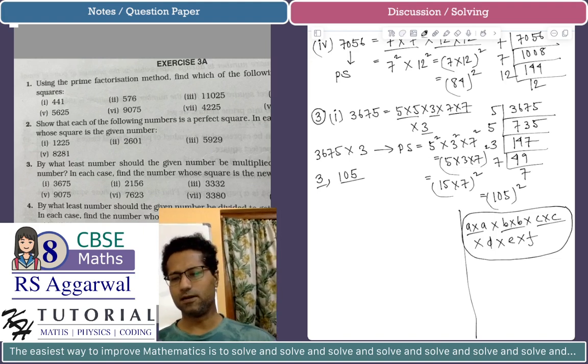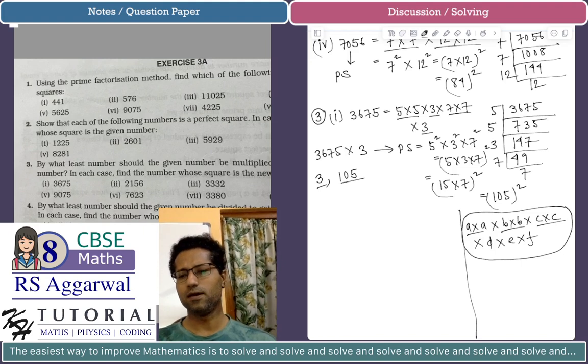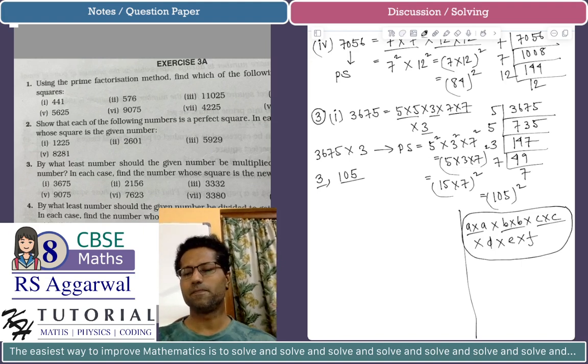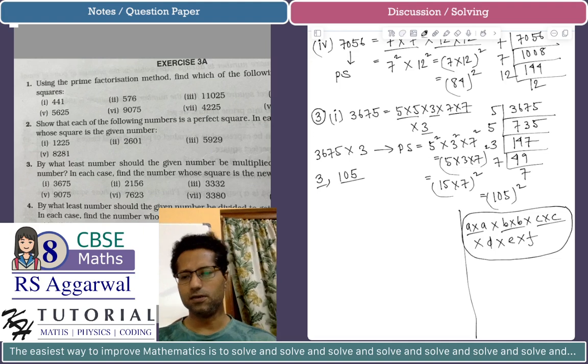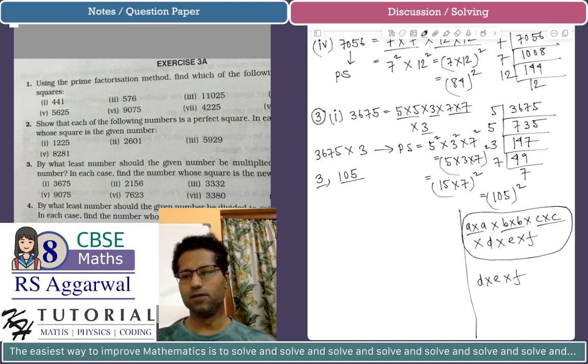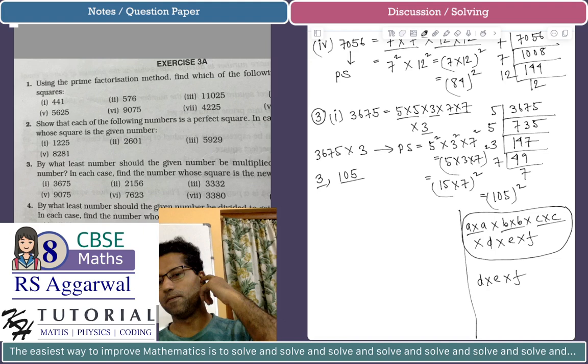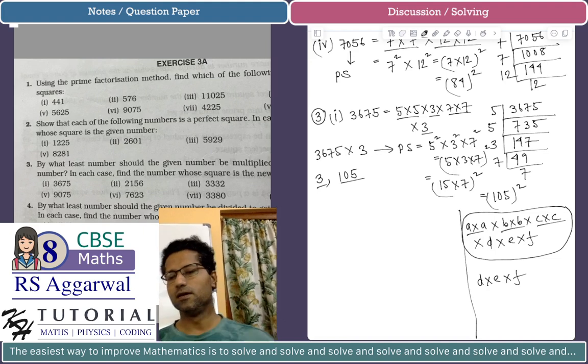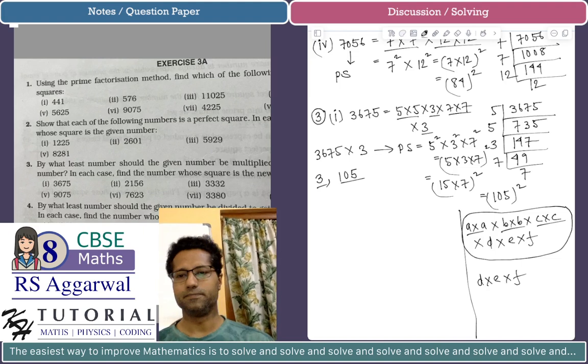So you can see that there are 3 pairs of equal factors. One pair is a into a, second pair is b into b, third pair is c into c, and you see that 3 numbers are left behind, d into e into f. So what will be the least number? You should multiply this number, whatever this number is, so that it will become a perfect square. That number will be d into e into f. Only then you will create another 3 pairs, that is d into d, e into e, and f into f. So that is the idea.